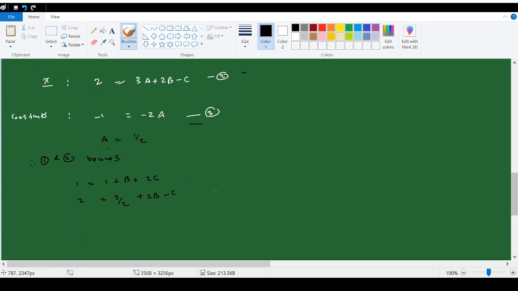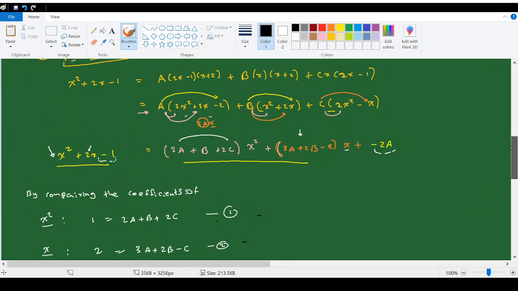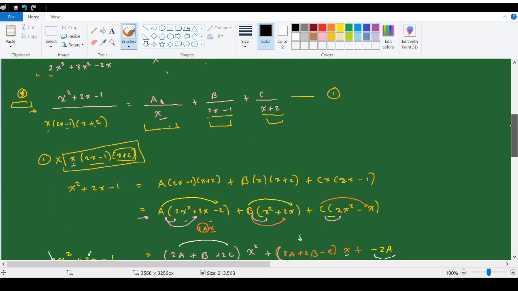And then here you have two equations with two unknowns, and by simplifying these two equations you can figure out the values of b and c, where in this case b should be equal to 1 over 5 and c should be equal to negative 1 over 10. Please do this calculation also, right? Okay, so that means we have figured out a, b and c.